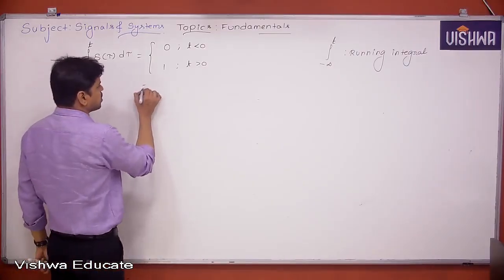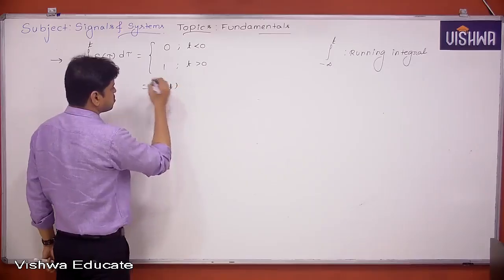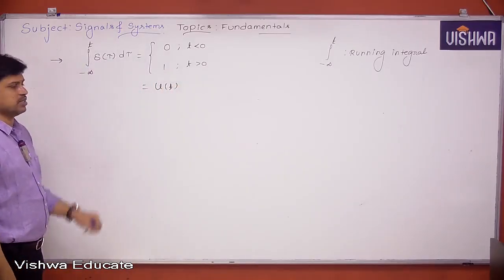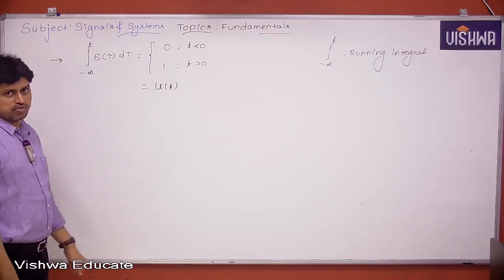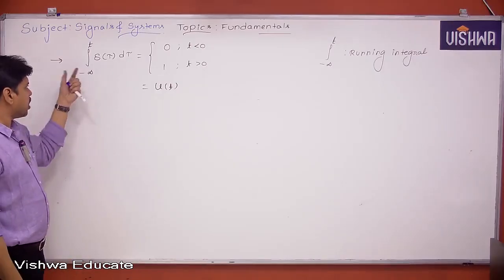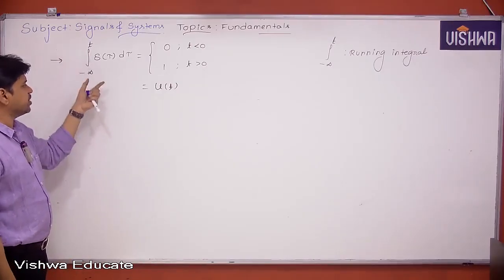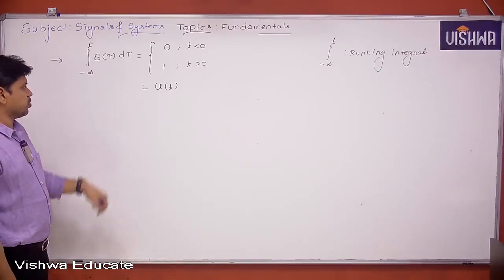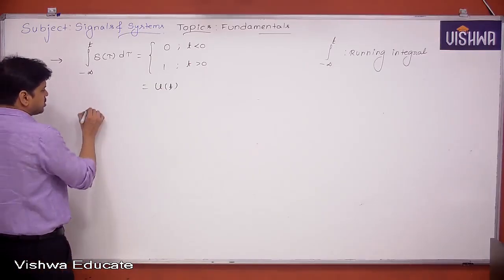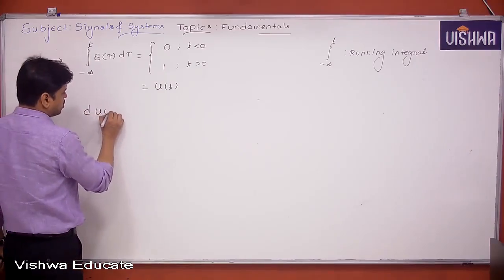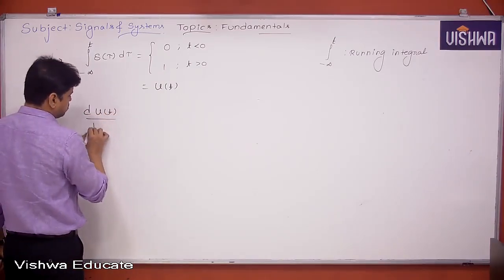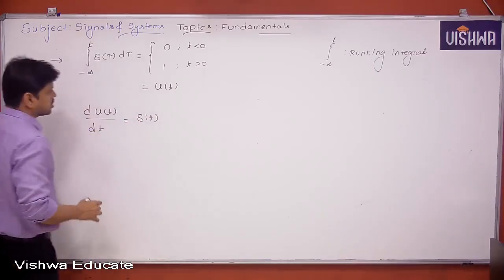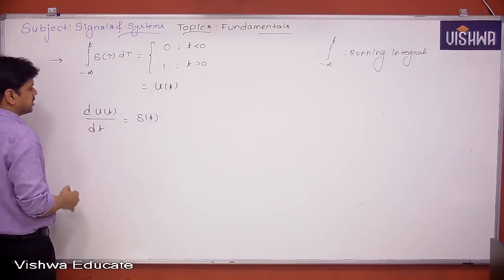So this is nothing but the definition of u of t. Whenever you take a running integral of the impulse function, you are going to get u of t. If you take a constant area, that is minus infinity to infinity, its value is equal to 1, no doubt. But you have to understand the difference between them. From this, if I do the differentiation, du of t by dt, we get the impulse function. This is the relation between u of t and delta t.